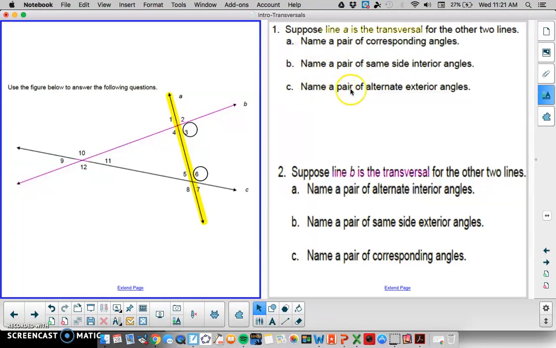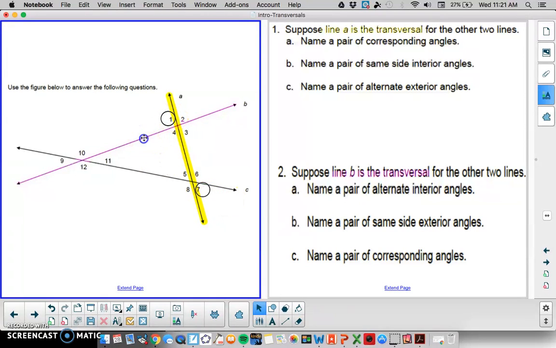Part C says to name a pair of alternate exterior angles. So we need to have angles that are outside the two lines that are on different sides of the transversal. So angle 2 on the other side of the transversal and outside the line would be angle 8. So 2 and 8. Or 1 on the different side of the transversal A from 7.